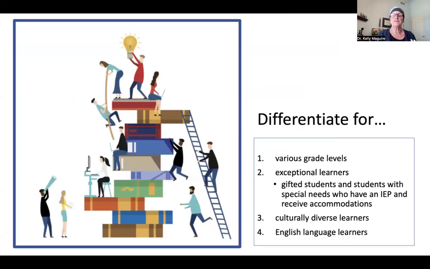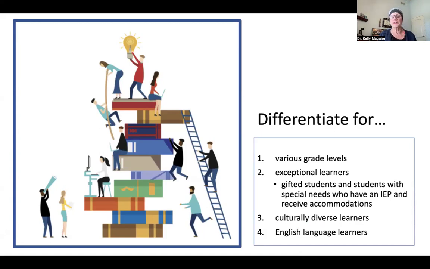For the purpose of this assignment, we are going to be differentiating for various grade levels, exceptional learners, and that could mean your gifted students and your students with special needs. These are students who have IEPs or some kind of accommodations. Our culturally diverse learners and our ELL learners.